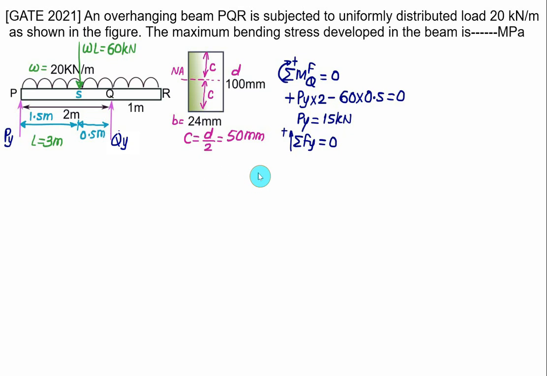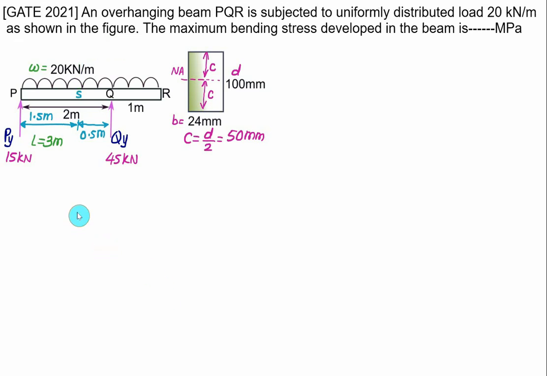Both the reactions we have assumed vertically upward, so we have Py plus Qy and the downward load equal to minus 60, that must equal 0. So put the value of Py equal to 15. In this case we will get Qy equal to 60 minus 15, that is 45 kilonewton. So we'll show the value of Py here, which is 15 kilonewton, and the value of Qy is equal to 45 kilonewton. And then we'll construct the SFD and observe how many points there are where the shear force diagram will cross the zero shear force line.